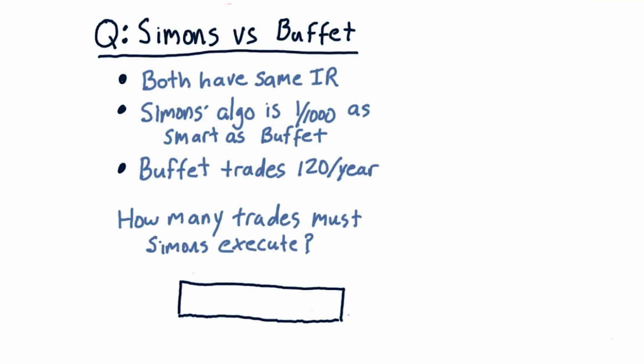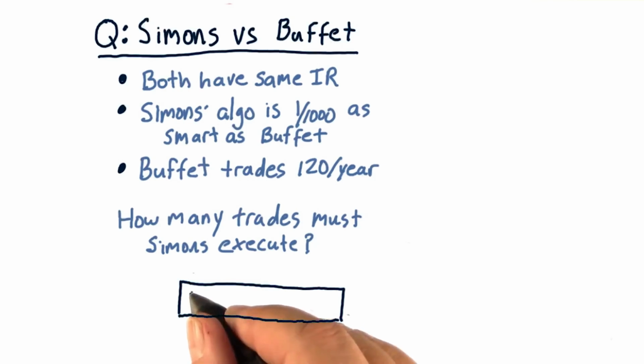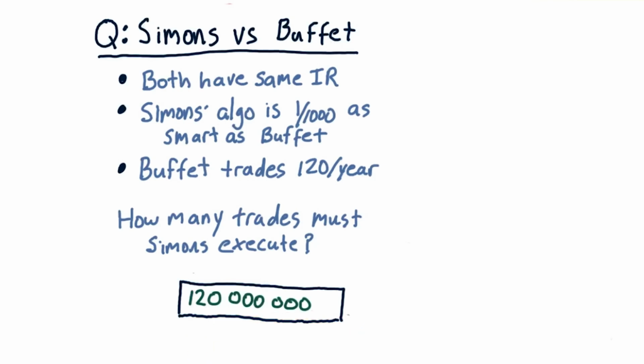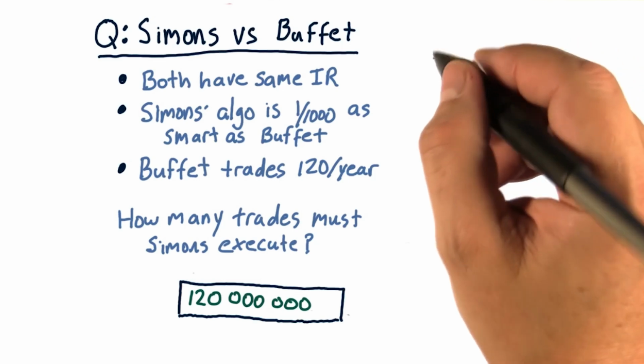Given that, how many trades must Simons execute in order to maintain the information ratio at the same level as Buffett? The answer is 120 million. So if Buffett trades only 120 times per year, Simons has to trade 120 million times. So here's how I arrived at that.